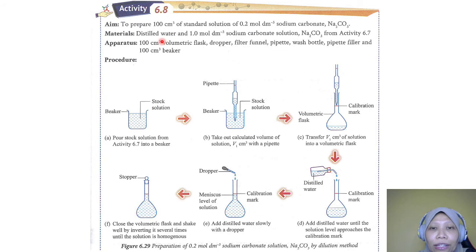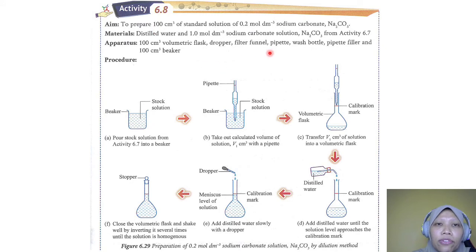Okay, so dekat sini kaedah yang kita gunakan adalah dilution method. Tadi kita sebut dah, dilution method, mencairkan, pencairan. So apa yang kita perlukan? Distilled water juga. 1.0 mol dm-3 sodium carbonate solution from activity 6.7. Meaning that solution tadi, yang kita dah prepare, dah masuk dalam volumetric flask, sebagai stok kita. Apparatus: 100 cm3 volumetric flask. Kenapa 100? Sebab kita nak prepare solution baru ni sikit je, iaitu sebanyak 100 cm3.